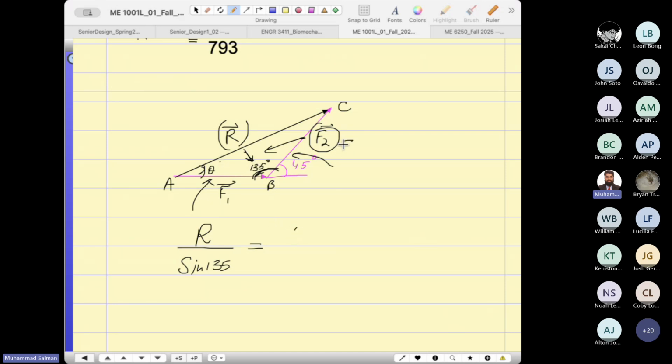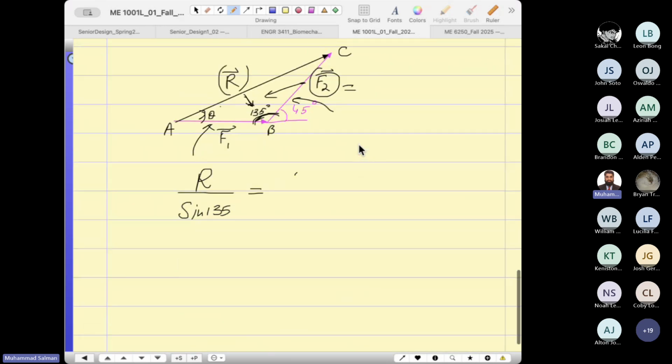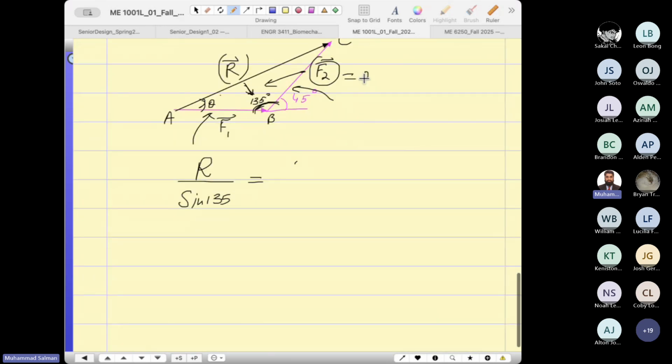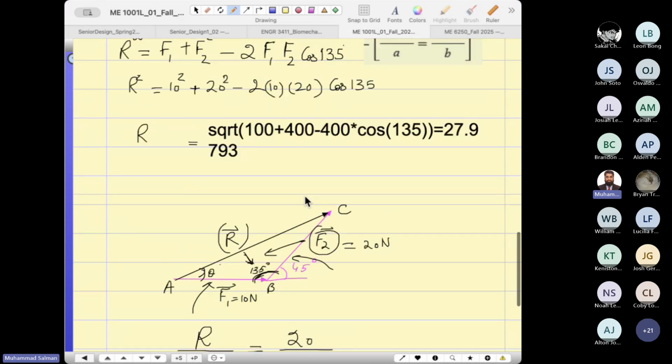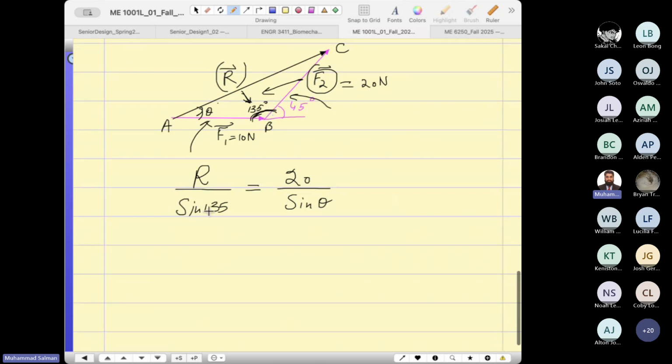So F2 equals how much? Did I say 20 newtons? F2 equals 20 newtons. F1 equals 10 newtons. So can I write down 20 divided by sine theta? And R you just found was 27.98 newtons. This is in newtons. Make sure you understand the units too. So let me write down 27.98.